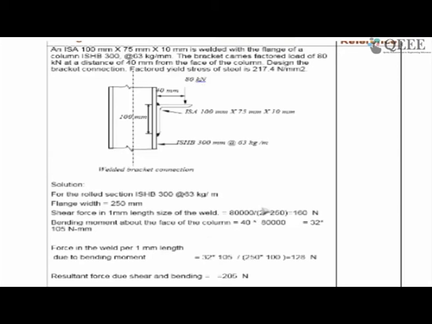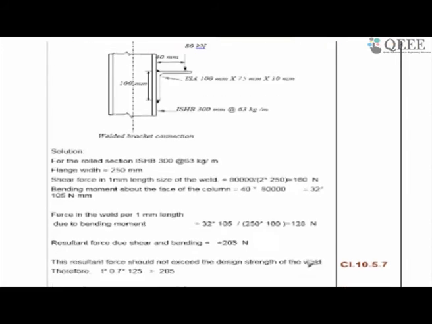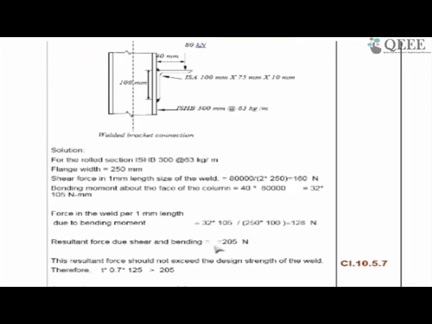Bending moment about the face of the column is 80 kilonewton into. So these are the actual loads coming on the welds. Force in the weld per 1 mm length due to bending moment, due to this 32 kN into 105, is the I think 105 is taken as the capacity of the weld, divided by 250 into 100, giving me 128. Resultant shear force due to shear and bending is coming as 205, and this should not exceed the design strength of the weld.